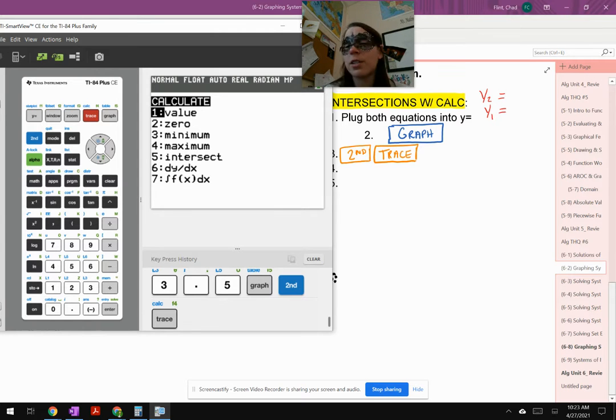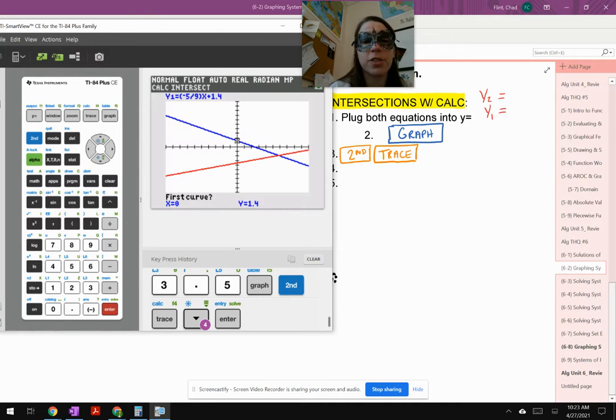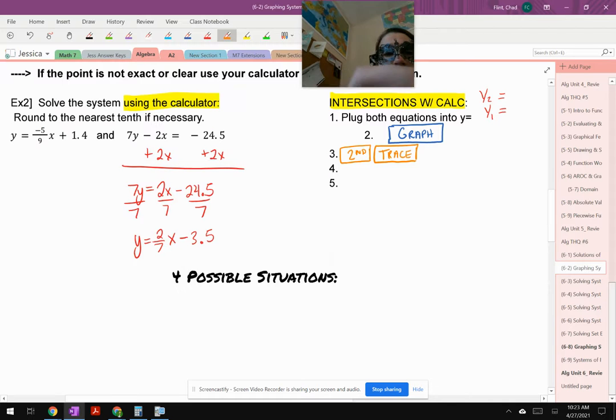Looking at our calculate choices, we want to find the intersect. We want to find the solution. So we're looking for choice 5, intersection. So I'm just going to jot that down real quick. Choice 5, intersection.